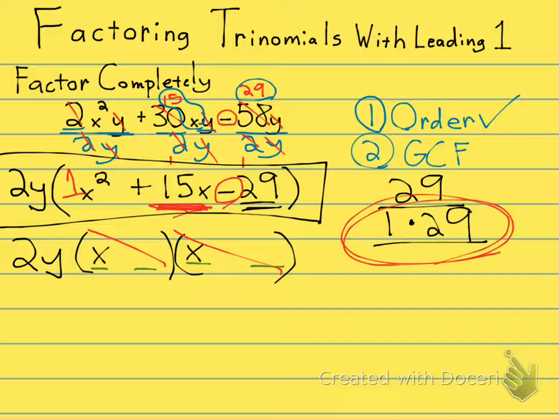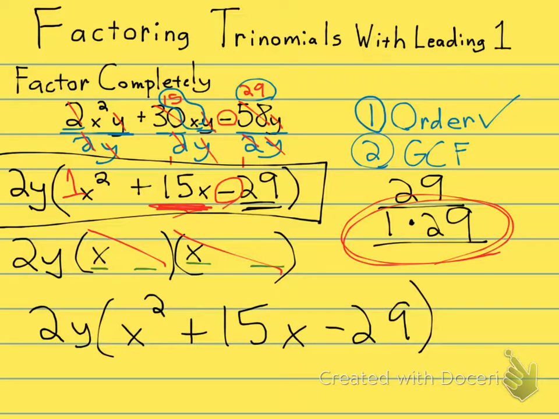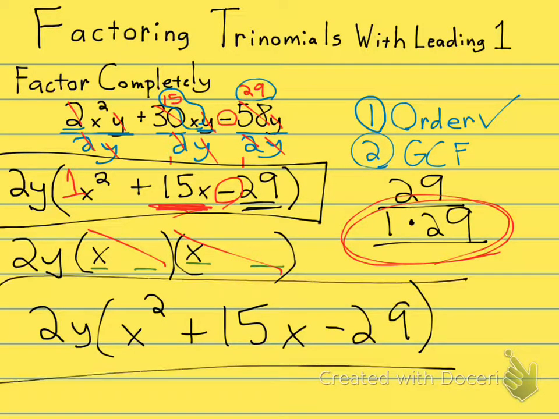So all I needed to do for this problem is to take out the GCF, and then it was factored completely. So here's my answer without all the other colors. It's the 2y that I took out. And after I factored that out, it's plus 15x minus 29, and then that's it. Now, I tried to factor that trinomial in the middle, but it didn't work out. So you always want to keep trying to factor completely, but in this case, this is your answer.